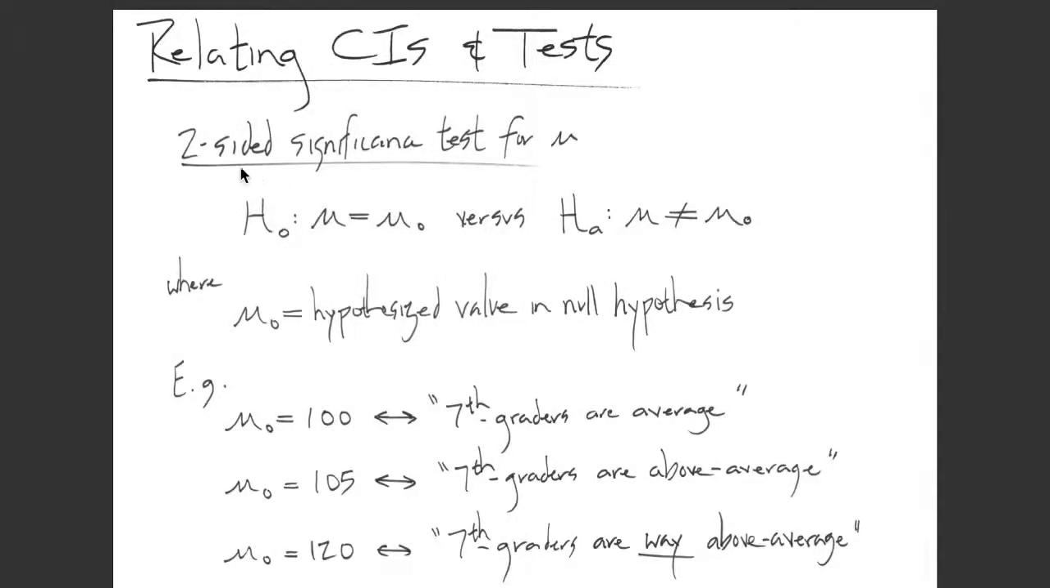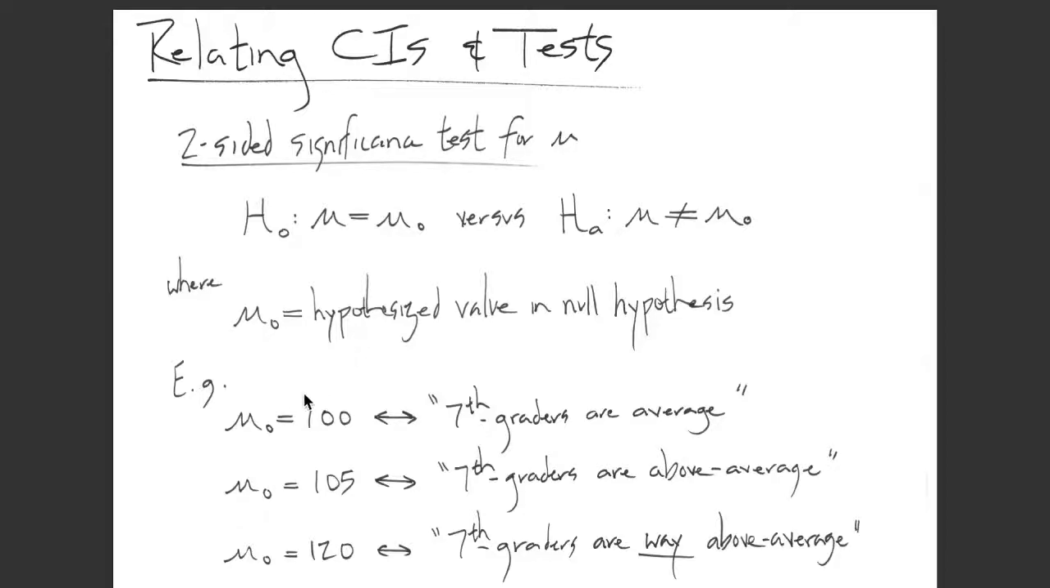Let's look at a two-sided significance test for that same mean mu. I'm going to do something a little new here. The null hypothesis I'm going to leave as mu equals mu naught. Mu naught would just be whatever value you happen to find in the null hypothesis, and it's sometimes called the null value. The alternative we're going to consider is a two-sided alternative, mu not equal to mu naught. So this mu naught would be the same in the null and alternative hypotheses.